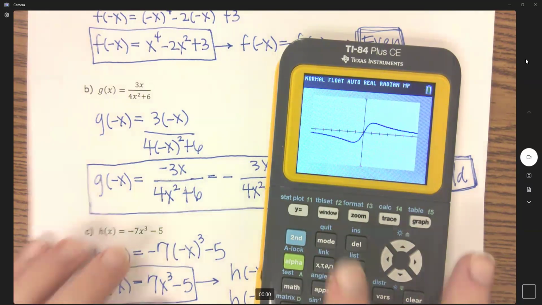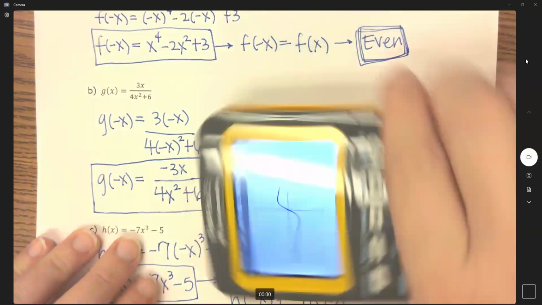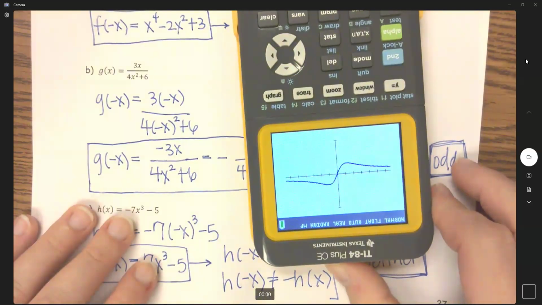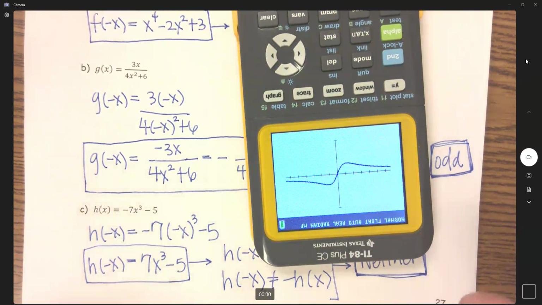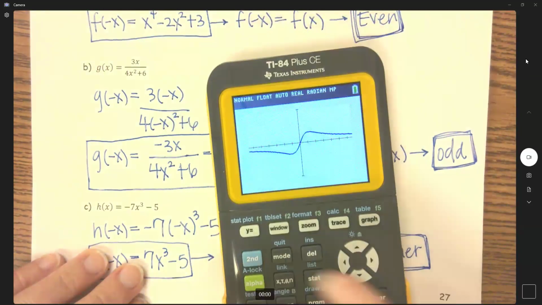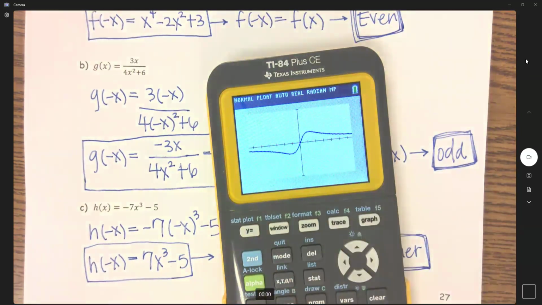So it's crossing out that origin, and when I flip it upside down, that does look the exact same. So if I put this in my graph and kind of mess around with my window, I can see very clearly that this does have origin symmetry.